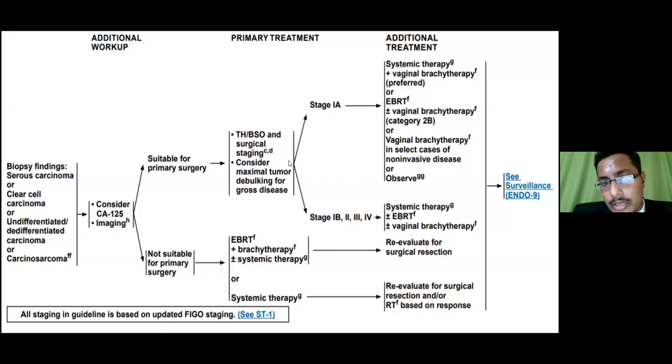After the total abdominal hysterectomy and bilateral salpingo-oophorectomy, we have to depend upon the postoperative histopathology findings. Depending upon it, if it is 1A, we go for systemic therapy plus vaginal brachytherapy, or external beam radiotherapy, or vaginal brachytherapy in selected cases of non-invasive disease. Or we can go for observation in some cases, but usually observation is not preferred. Going for external beam radiotherapy and vaginal brachytherapy is more preferred. In stage 1B, 2, 3 and 4, we go for systemic therapy, either combined with external beam radiotherapy or vaginal brachytherapy. And after this EBRT, if it is not suitable, we again reevaluate for surgical resection.